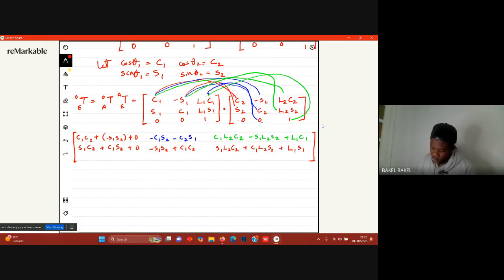Now the final rule, this runs down to 0 completely because of the 0 down there. 0 0 0 0 0. And the next one is this here, 0 0 0 0. The last one is L1. And what we have here is L2C2 plus, this correct, L2S2.